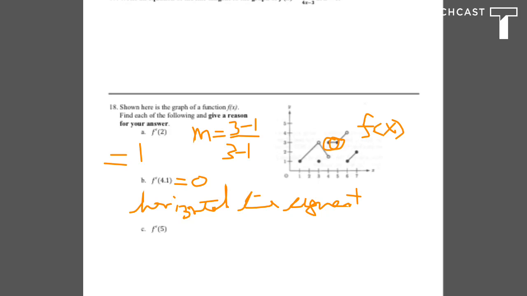If I want to find the derivative as x approaches 5 from the right, I'd have to find the slope of that line segment, which you could find out. It happens to be 1, but what you need to notice is that the derivative from the left, 0, is not equal to the derivative from the right, 1. I would say this derivative is undefined. And the derivative as x approaches 5 from the left does not equal the derivative as x approaches 5 from the right.